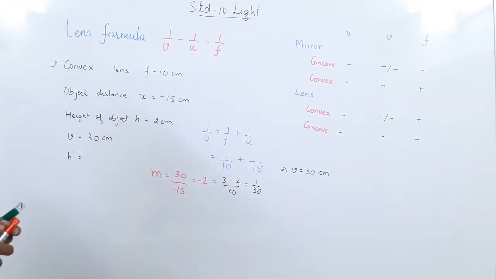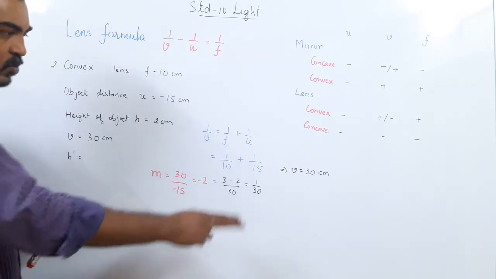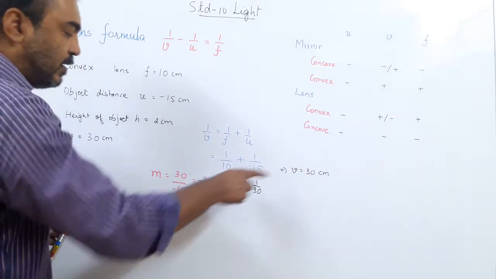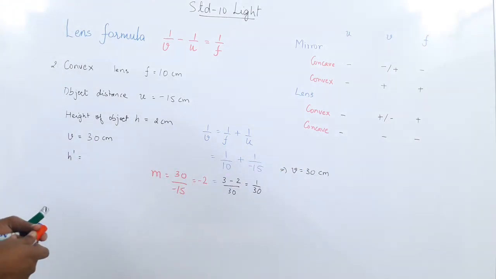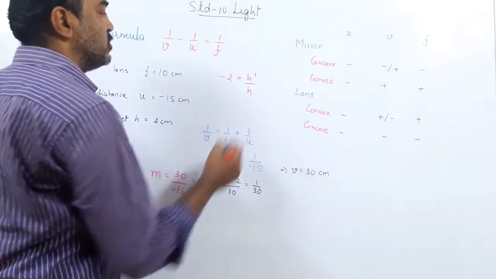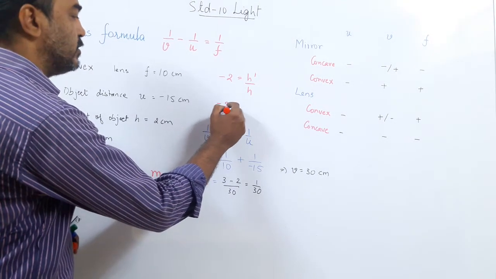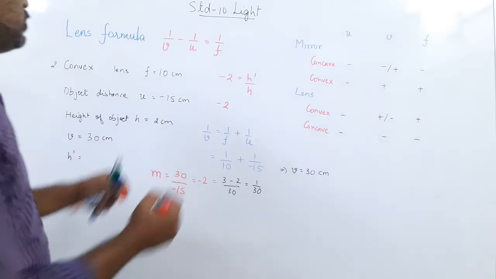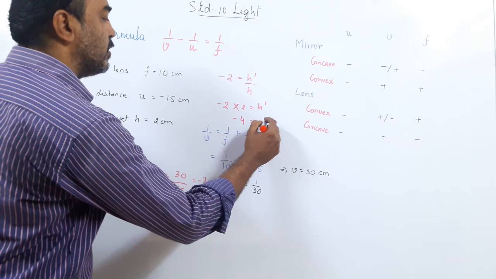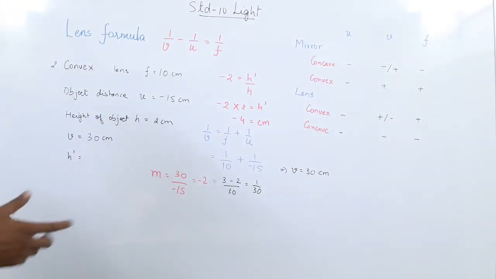Minus 2, what does minus 2 mean? Minus means inverted. So the right side showed it is real, and minus shows it is inverted. So it is real and inverted. Okay? Now what is magnification? We got minus 2 is h prime upon h. So we have to find h prime. So minus 2 into h. What is h? It is 2. So minus 2 into 2 equal to h prime equal to minus 4 centimeter. What does the minus 4 tell you? It is inverted.